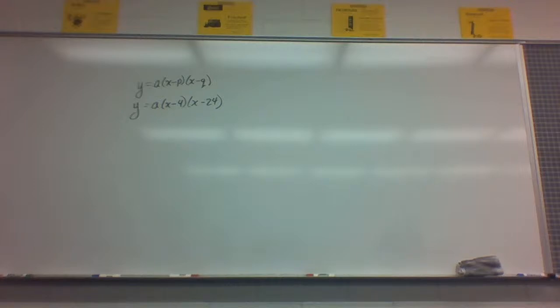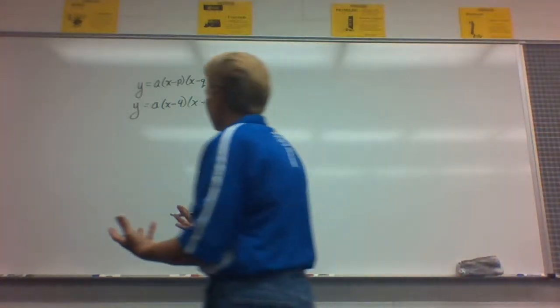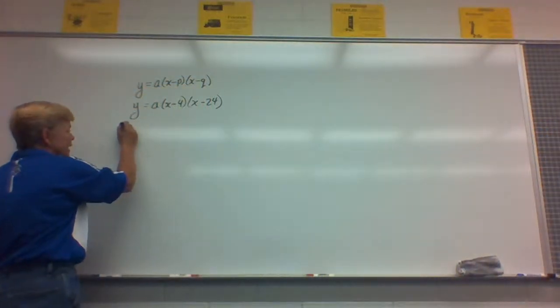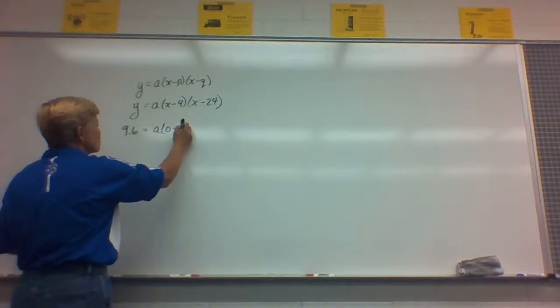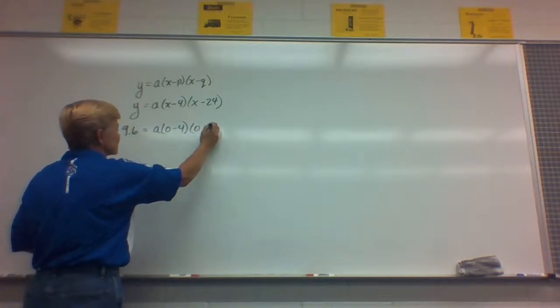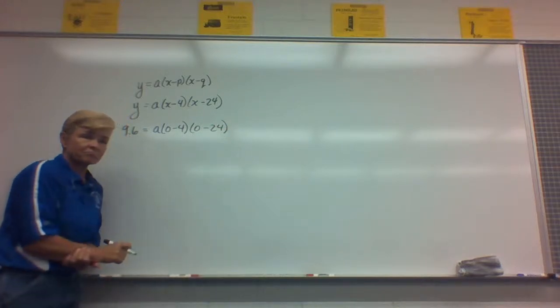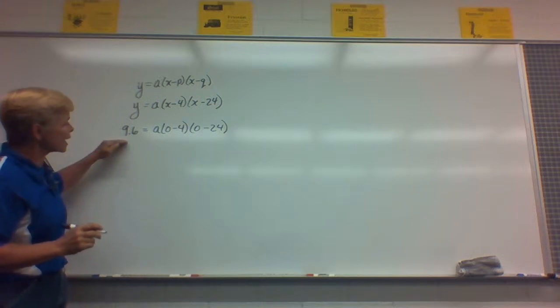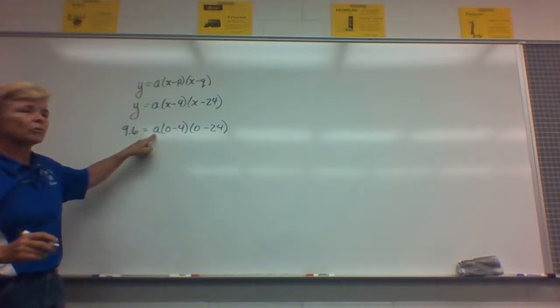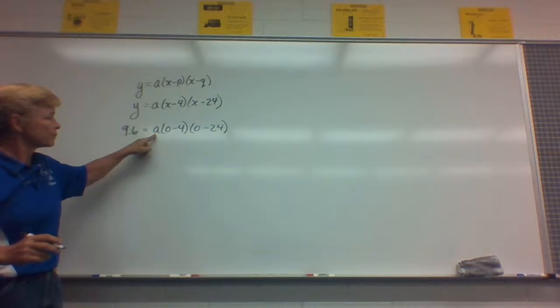What's the other point? 0 for x, 9.6 for y. That's the extra point that they gave us. And y is 9.6 and x is 0 twice. Do you see that? X gets replaced with 0 or y gets replaced with 9.6. Now we have an equation with only one variable. That's the goal. Now we clean it up.